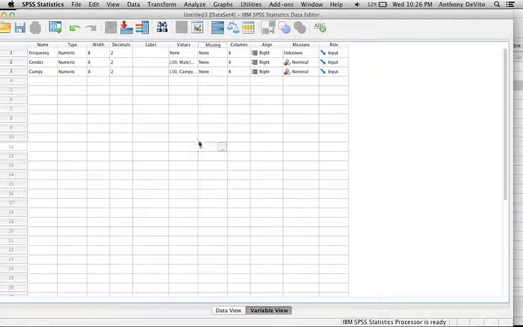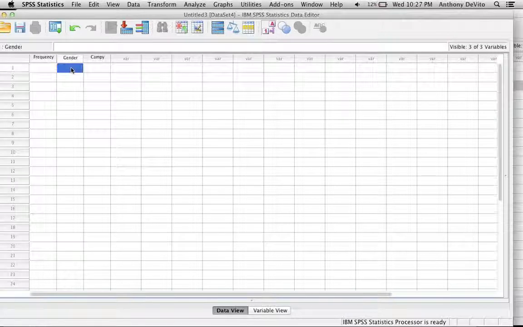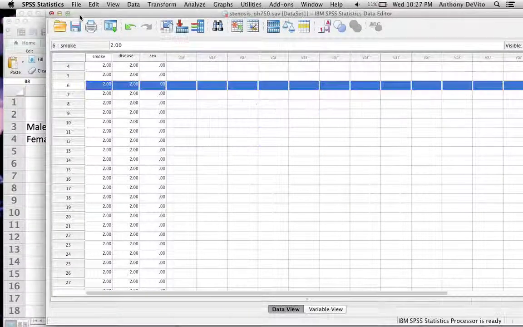So now I'm going to go back to my data view. Let's see what my possible things are going to be. I could be male. I could be female. I could be a male who was infected with Campy. I could be a male who was infected with something else. I could be a female who was infected with Campy. I could be a female who was infected with something else. Now in the frequency column, I have to put these values that I have.